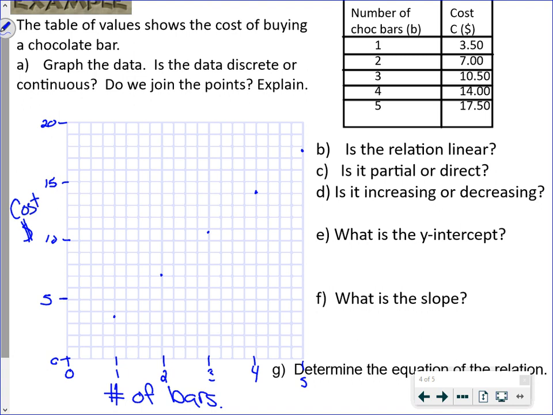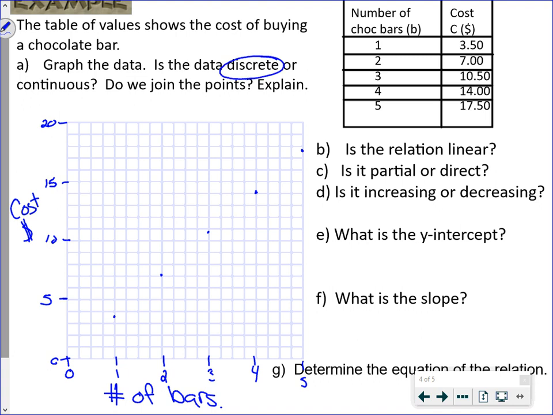So when we're trying to figure out if it's discrete or continuous, we want to think about using decimal values. Does it make sense to use decimal values in both the X and the Y variables? So for the X variable, that's the number of chocolate bars that we're buying. So think about it, do you go into a store and buy 2.5 chocolate bars or 2.3 chocolate bars? No, we don't. We only buy 2 chocolate bars, or we buy 3 chocolate bars. So it doesn't make sense to use a decimal value. So that means that it's going to be discrete.